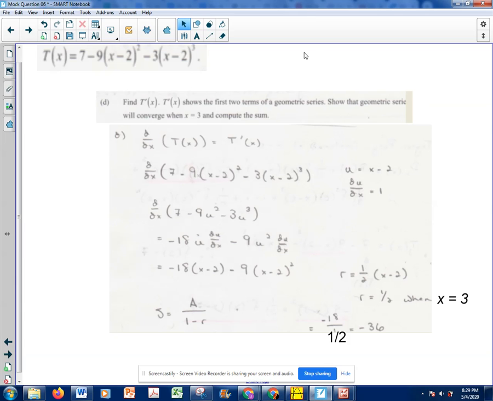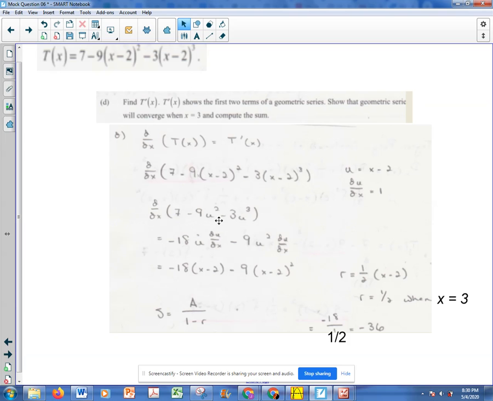We have T of x right here. We want to find T prime of x. Okay, taking the derivative with regard to x. All right, I'm going to do a little cleanup, a little chain rule. So I'm going to make a u substitution, u equals x minus 2, and then du dx equals 1. So now I can just write it like this: negative 9u squared, my handwriting is messy, negative 3u cubed.